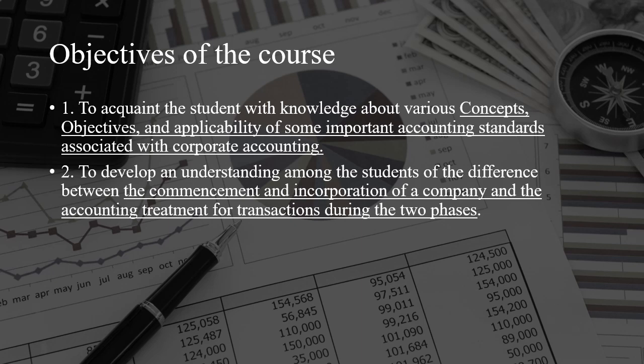You can see the second objective of the corporate accounting course. We try to understand the difference between the commencement and incorporation of the company. Both are two important stages of the company, and we need to understand the accounting treatment for the transactions during both phases. Commencement may be before the incorporation of the company, and we need to understand the difference between the two concepts and how we give the accounting treatment for both situations.